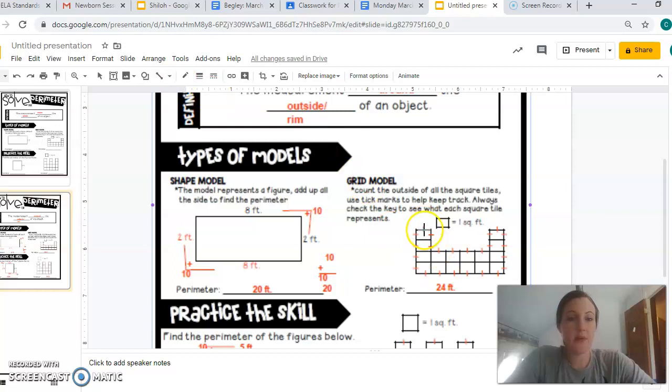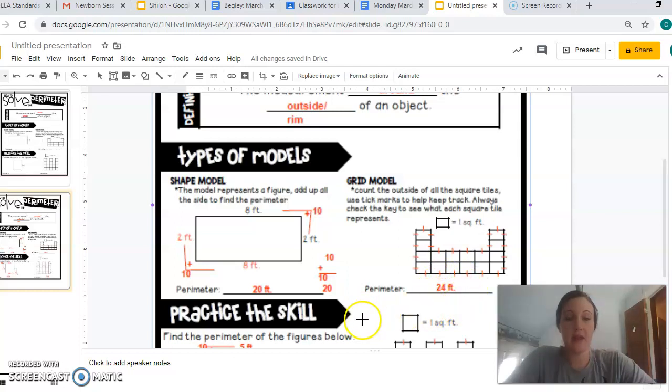So here you would count, start here. Maybe mark that, so you know where you started and you don't forget and end up going all the way around 2 times. If you count all these little tick marks all the way around, then you get back up to here. You don't count it twice. This is the one where we started. You should have gotten 24 feet for the perimeter.